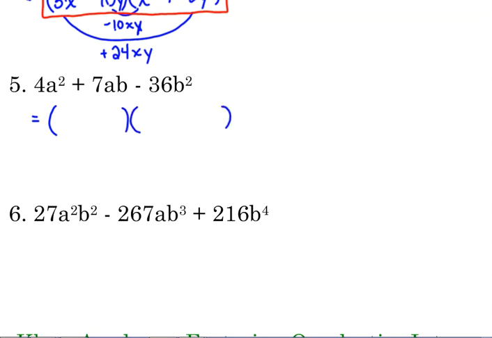4a squared, we've got a choice. It could be 2 and 2. It could be 4 and 1. I usually start with the 2 and 2. I may have to go back and punt, but usually it's the ones that are closer together, but not always. All right, 36. We got a bunch of choices for 36, don't we? 3 and 12, 9 and 4, 18 and 2.